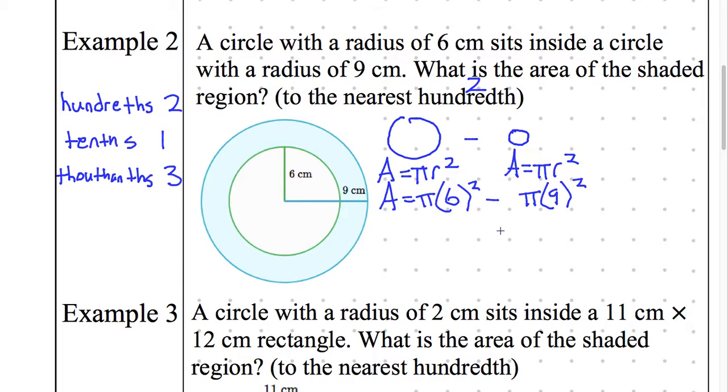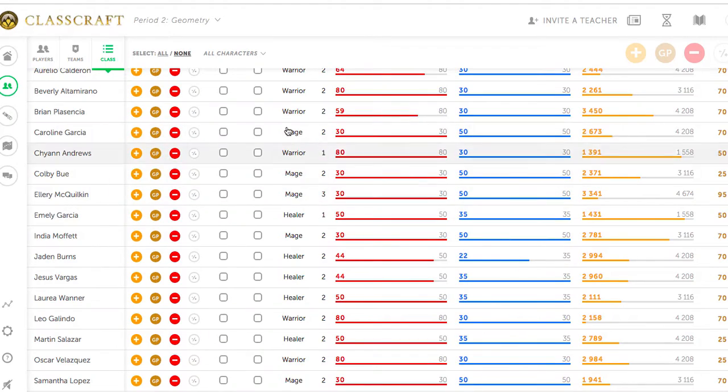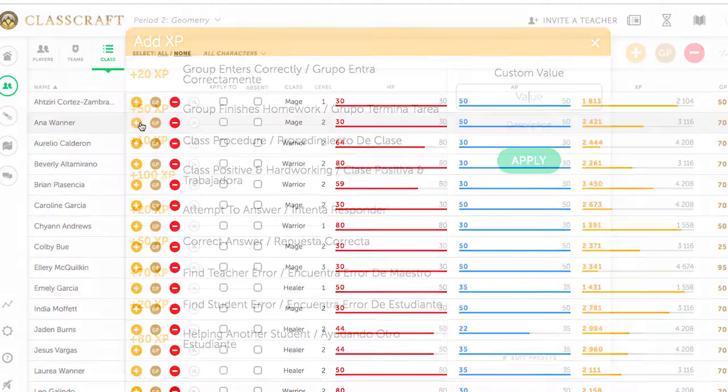Not everyone voted, so I'm not going to give the 10 XP. Maybe next time. So this is actually not quite right. It was really, really close. She got the right numbers. They're in the wrong order.